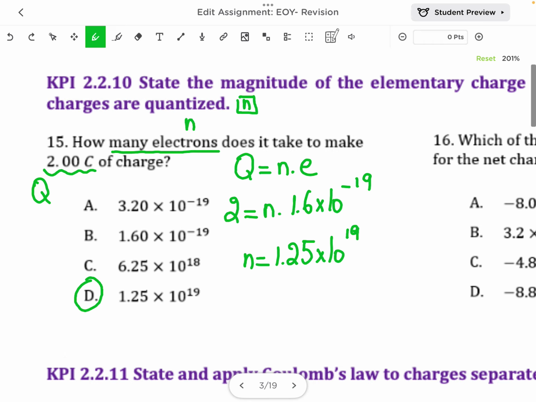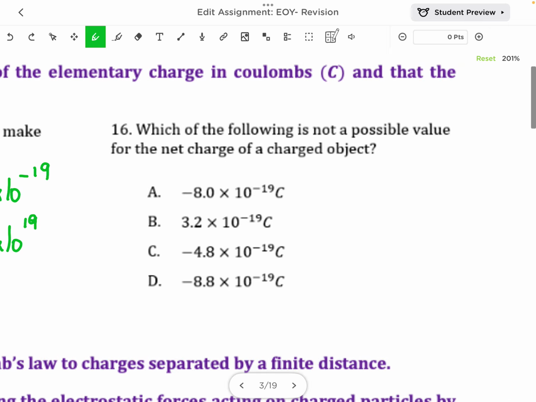Which of the following is not a possible value of the net charge of a charged object? Now, what's the criteria that makes this charge not possible? Basically, I will look for n that is decimal. In case n is not a whole number, this means that it cannot be.